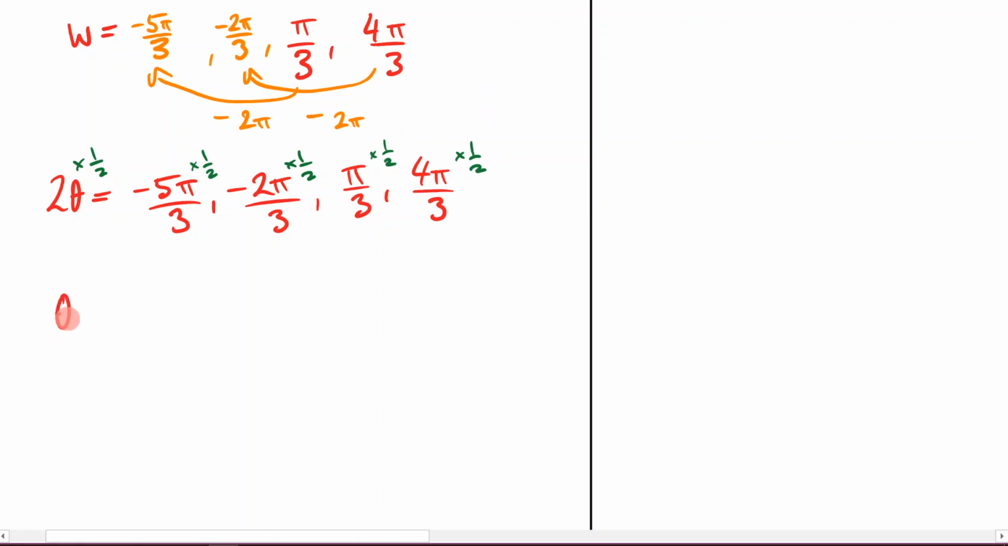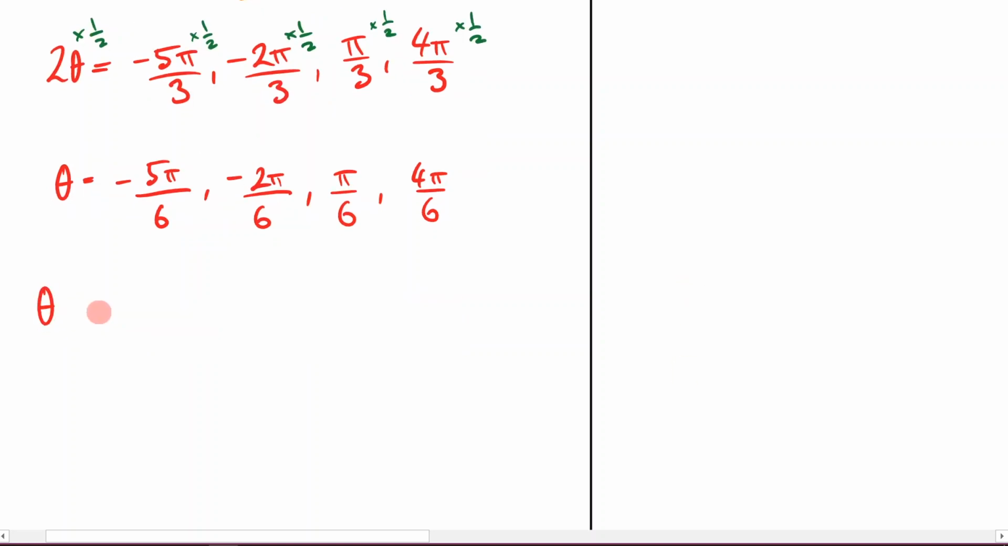So I'm going to end up with theta is equal to negative 5 pi on 6, negative 2 pi on 6, pi on 6, 4 pi on 6. I need to simplify some of these. This is going to be negative pi on 3, pi on 6, and this is going to be 2 pi on 3. So that's going to be my answer.